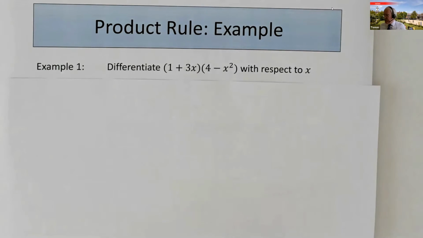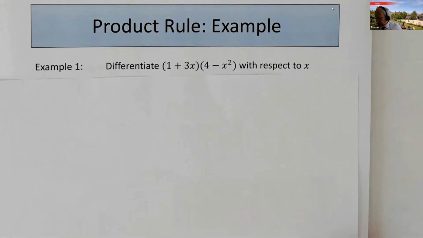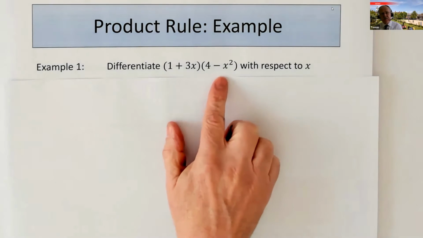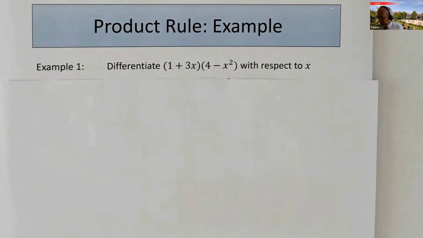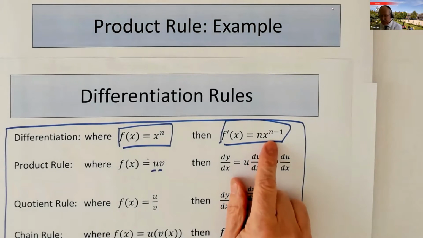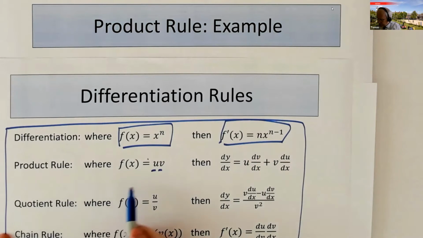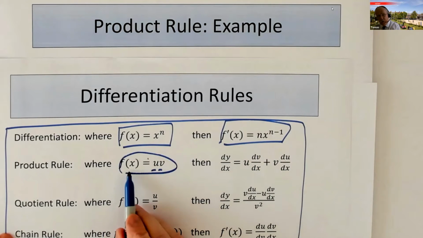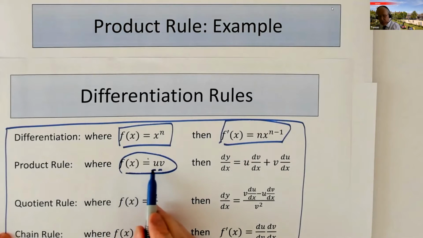We now look at the next question. We find this in the exam. We say differentiate 1 plus 3x by 4 minus x squared with respect to x. And we look at the tables and we say this doesn't work. This looks like something, a y or an f of x equal to two things, something multiplied by something else.